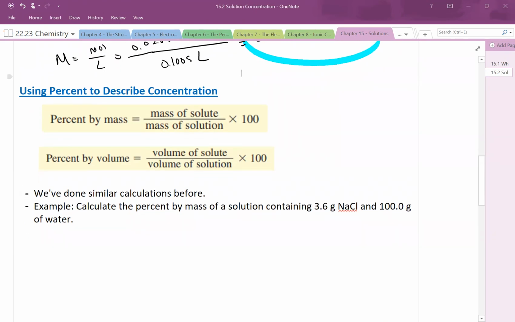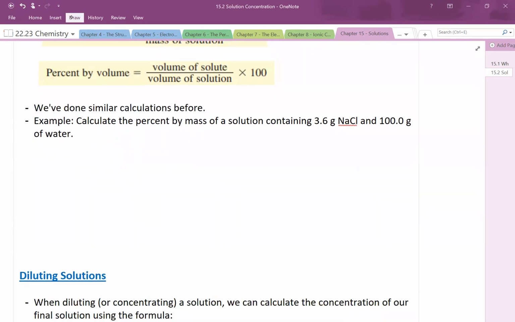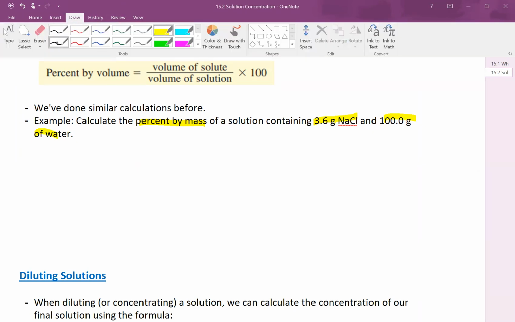So let's look at an example. This asks us to calculate the percent by mass of a solution containing 3.6 grams of sodium chloride and 100 grams of water. Well, to do this, we simply are going to do the following. I'm finding the percent by mass, right? I'm going to do some highlights. Percent by mass, 3.6 grams of NaCl, 100 grams of water. Nice and easy. Maybe. We'll see.